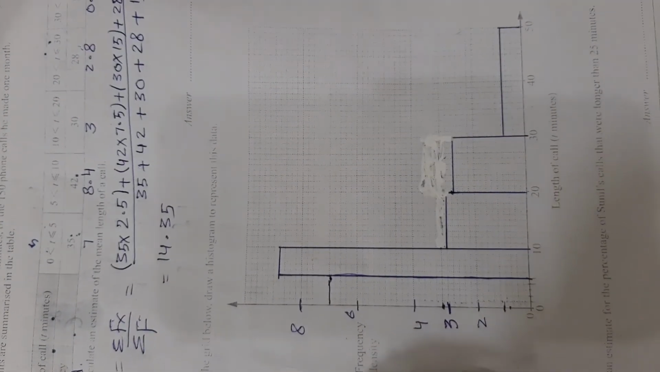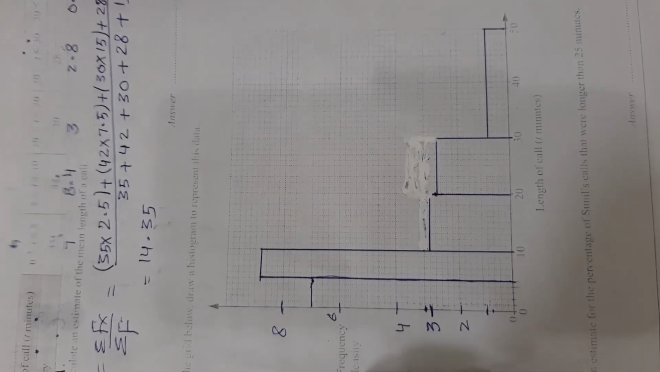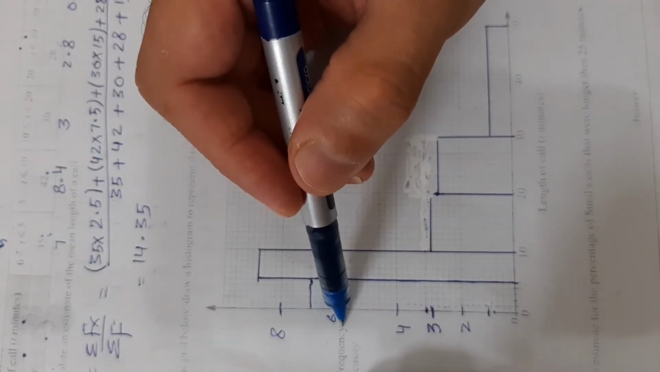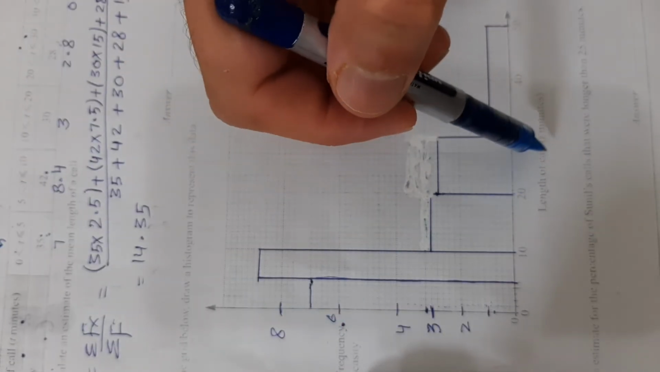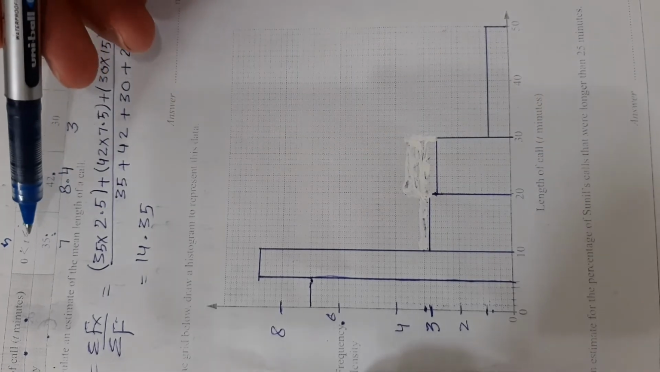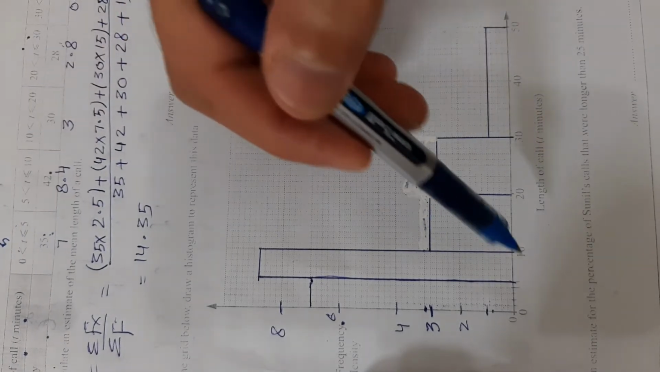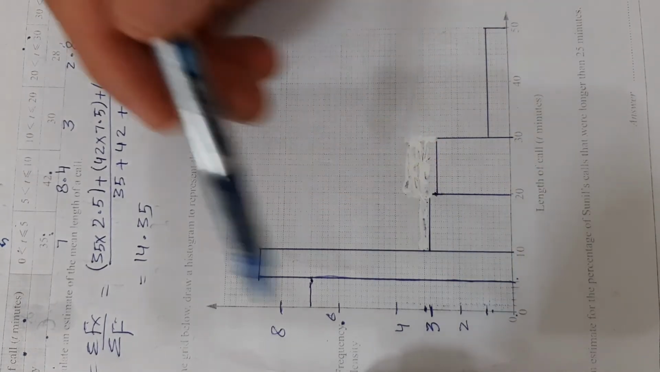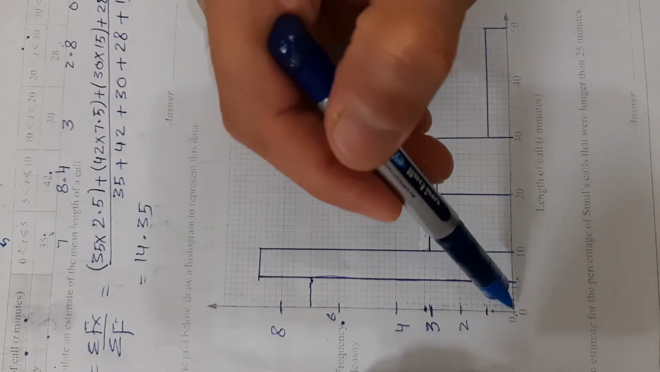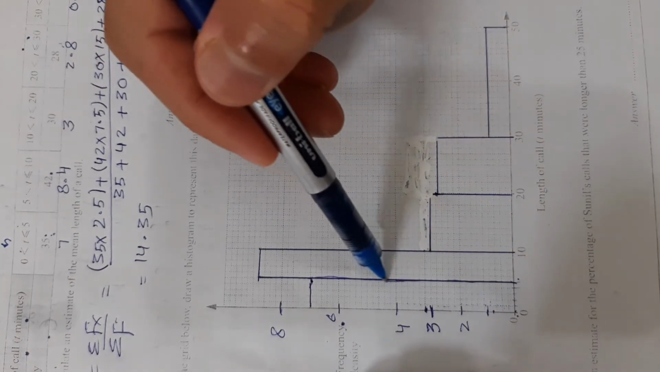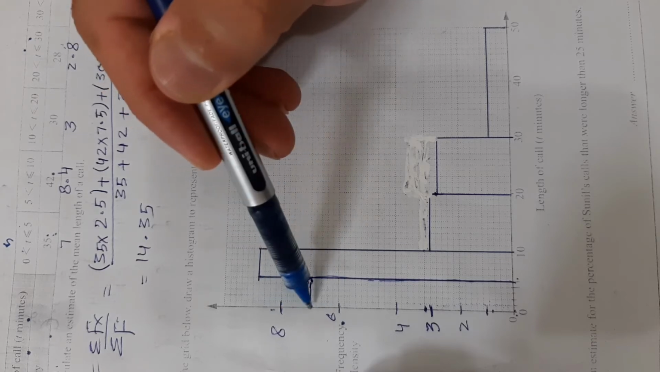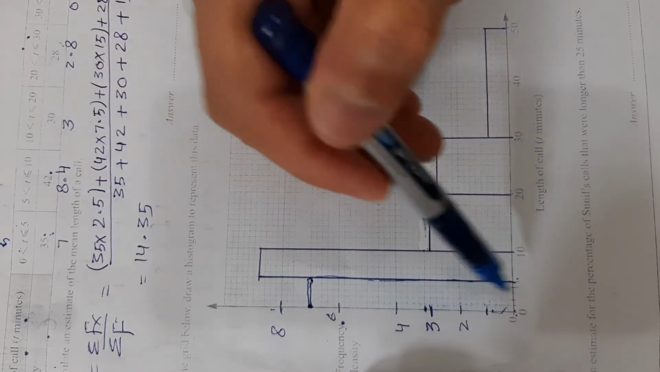Now when you are going to draw a histogram, on the y-axis you have to plot frequency density, and on the x-axis we have to mention length of call. Now from 0 to 5, we have a frequency density of 7. So here you can see from 0 till 5 we have a frequency density of 7, between 6 and 8, 7. So this is our first bar.